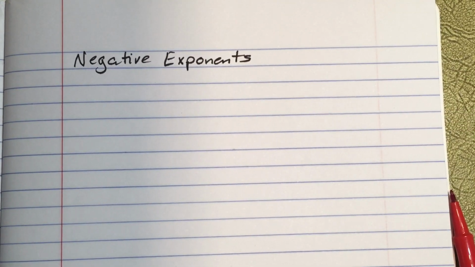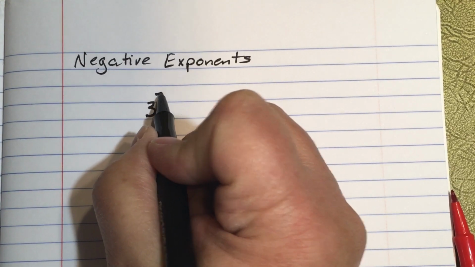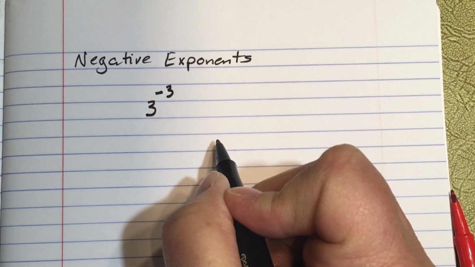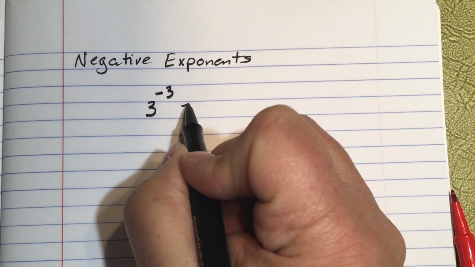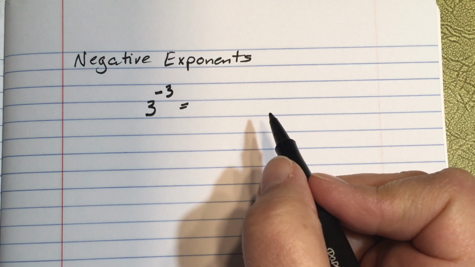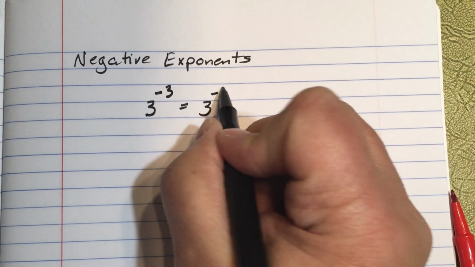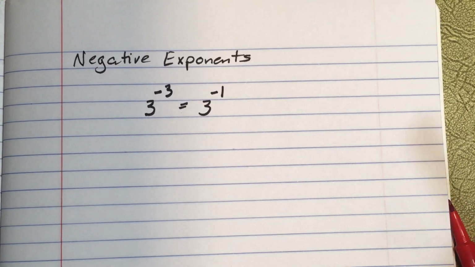What does that look like? It's something like 3 to the negative 3rd power. And when you have a negative exponent, it's a reciprocal. So you would have 3 to the negative 1st power, negative 3rd power.